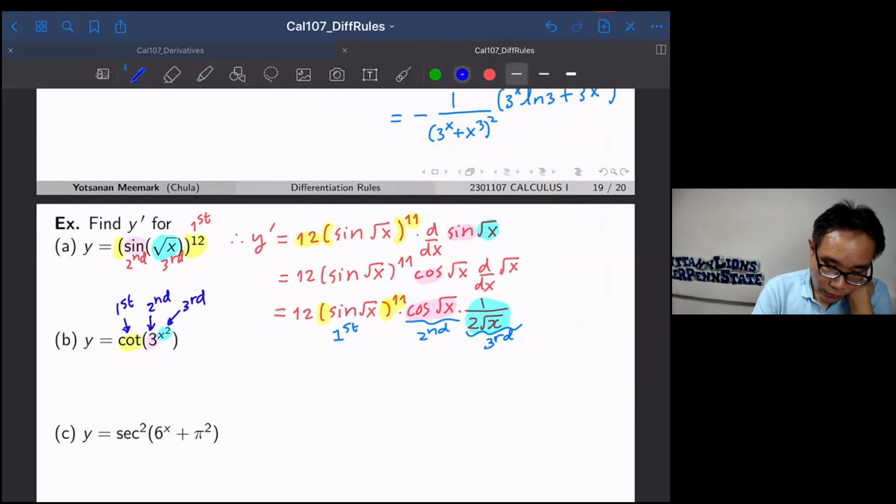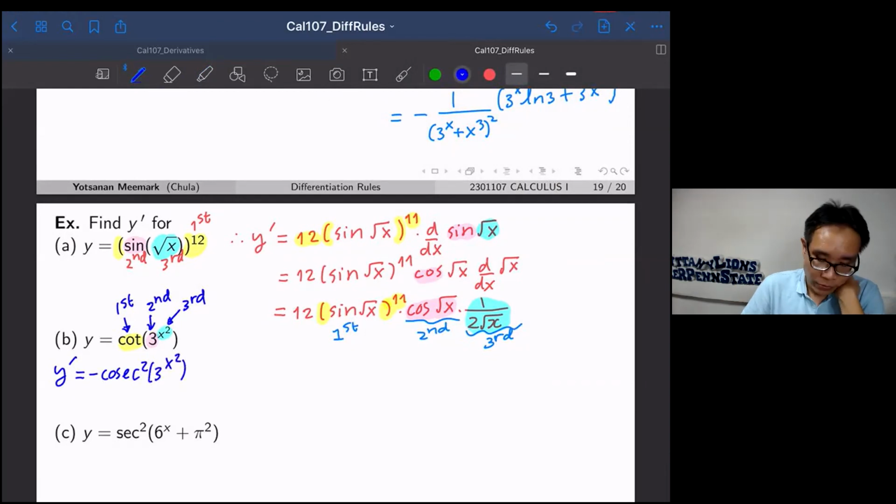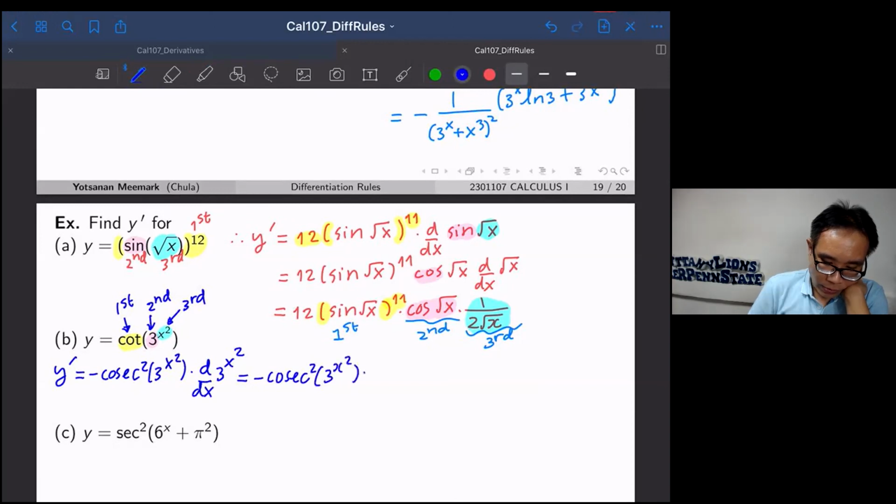Okay, so in this case, you would get y prime equal to, I'm gonna do 3 functions. Okay, follow me. Differentiate cot, it is negative cosec square, and you just copy everything. So this one is my first, and I'm gonna multiply with my second. Your second turned out to be differentiating 3 to the x square. So in this case, you get negative cosec square of 3 to the x square. Just copy, and you differentiate 3 to the x square.